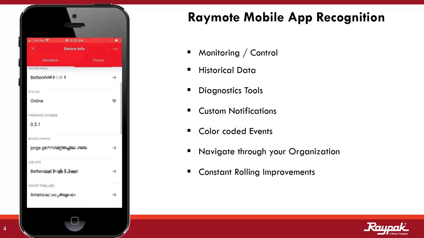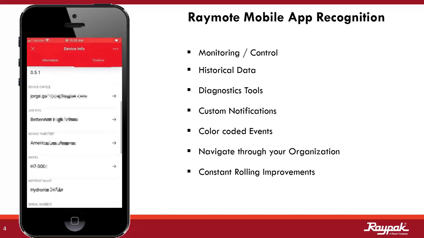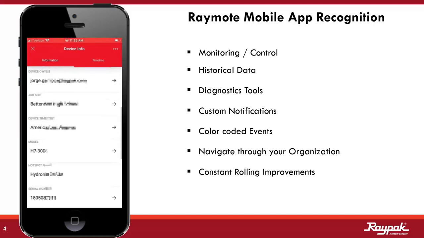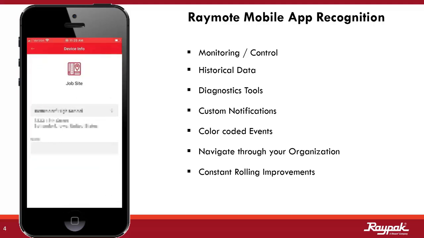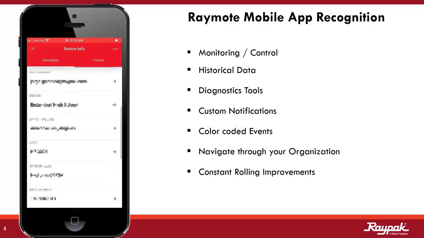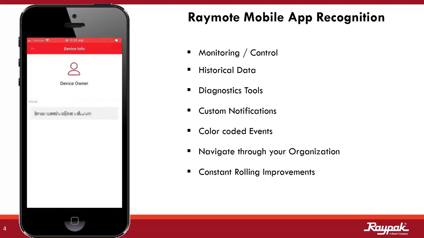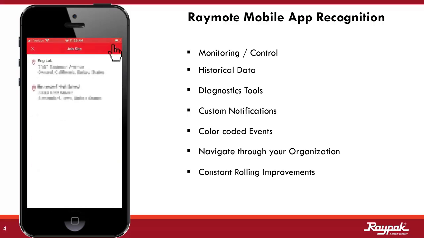Each device includes some specific metadata that describes the unit. You can find information like, for example, device owner, the job site, model, serial number. It is very important to request our users to provide the device owner data and the job site. That helps them to have a better administration of the unit.